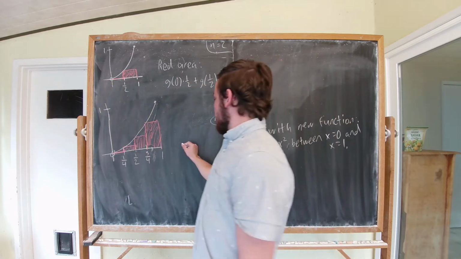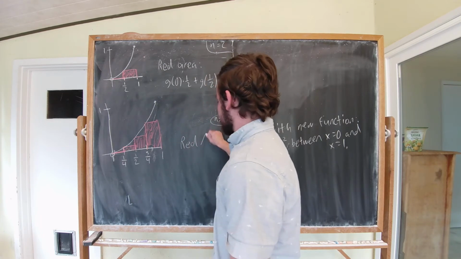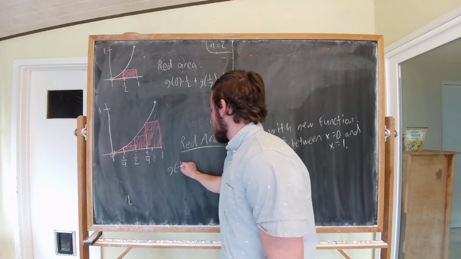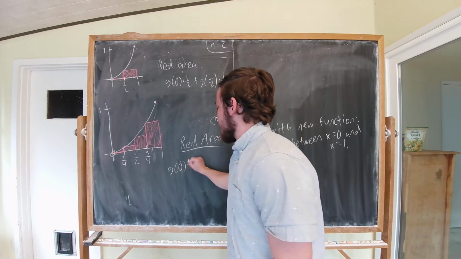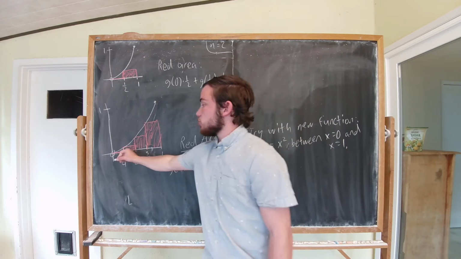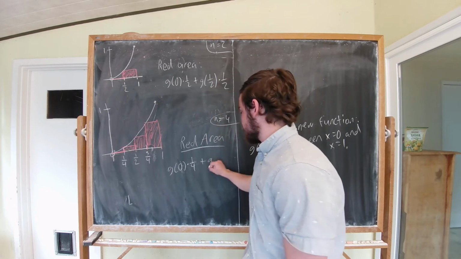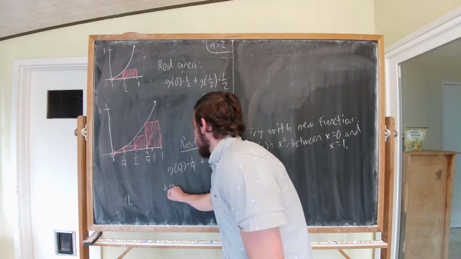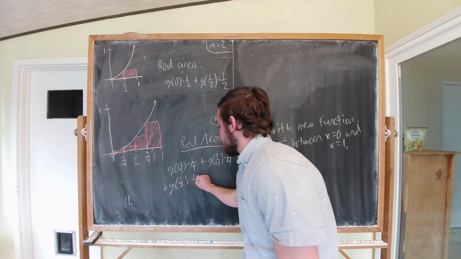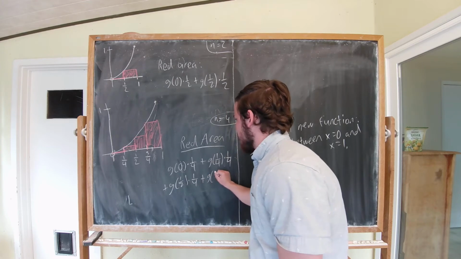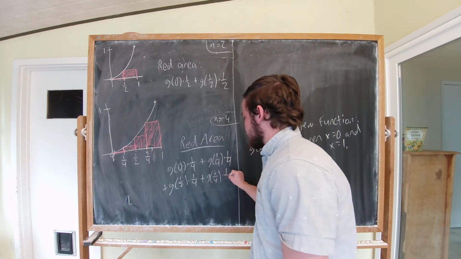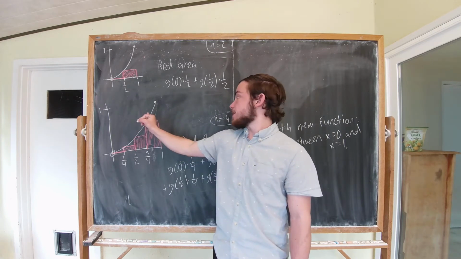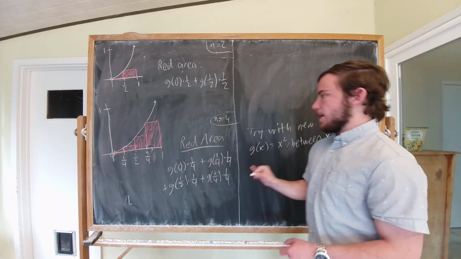How about over here? The red area would be g of 0 times 1/4 plus g of 1/4 times 1/4 plus g of 1/2 times 1/4 plus g of 3/4 times 1/4. Because we're, again, choosing the left endpoint of each rectangle to be intersecting with our curve. And we're undershooting.